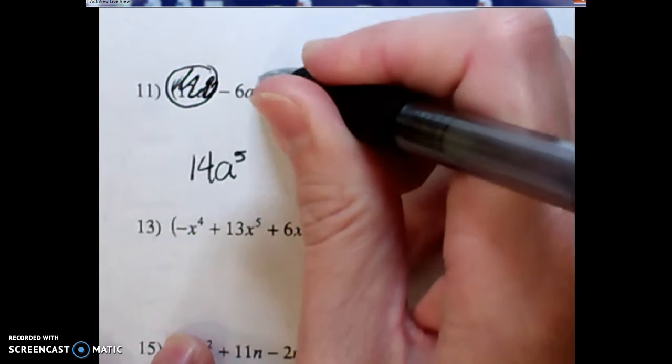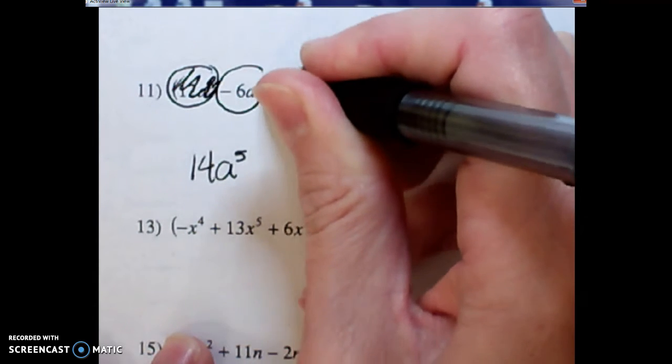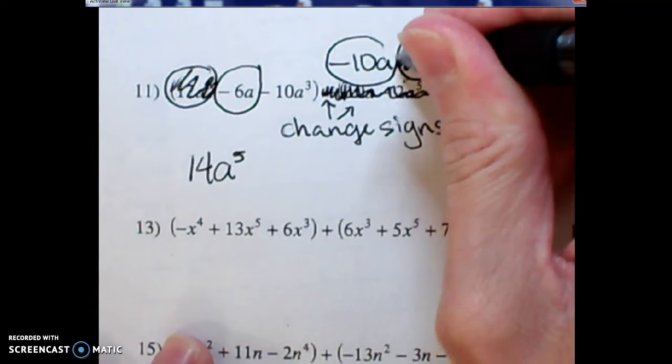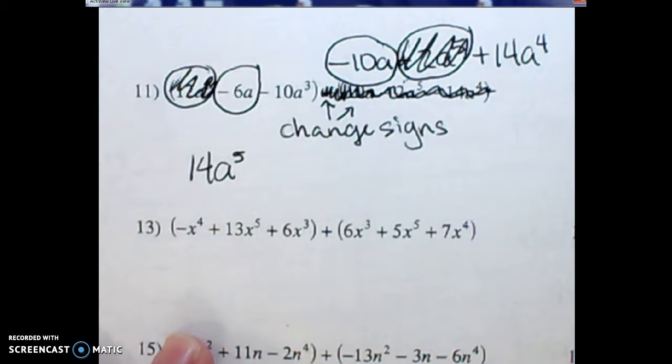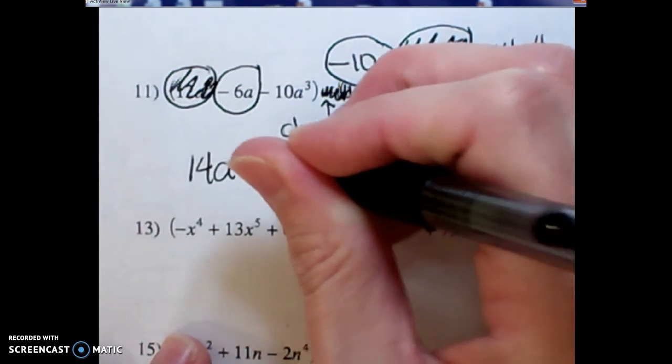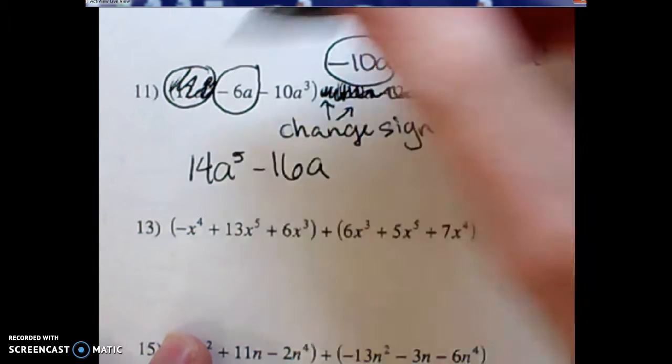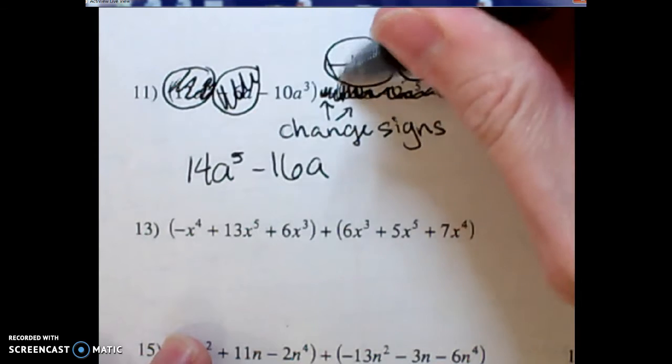And I keep going. Next thing in my problem is a minus 6a. Do I have another plain old a? Yes. Negative 10a. So both of these are negatives, which means I'm just getting more negatives together. So I'll have negative 16a. Okay, so I cross those off, and I keep going.